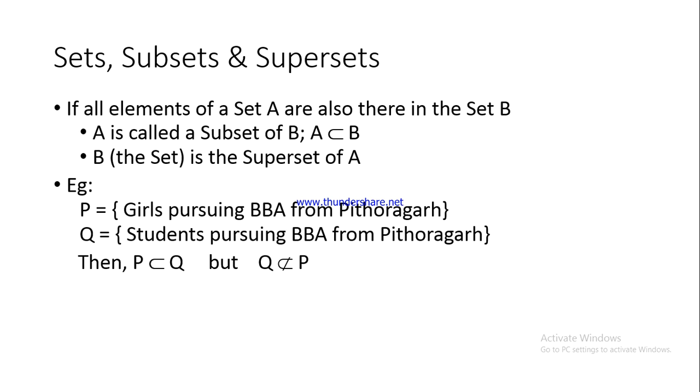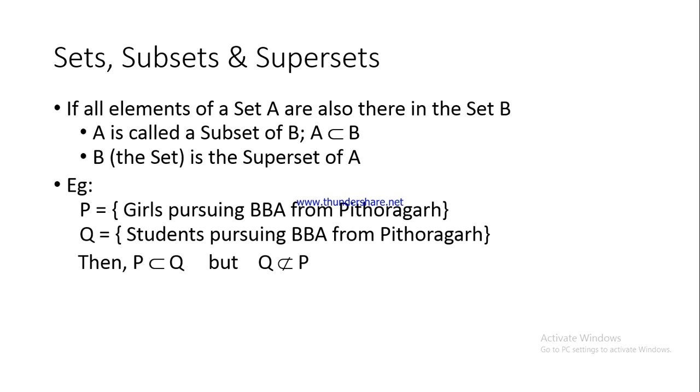But the reverse is not the case. The opposite is not always the case. There may be exceptions, but it may not always be the case. So here P is a subset of Q, but Q is not a subset of P because Q would also include boys who are pursuing BBA from Pythagoras, while P does not include boys, it only includes girls. So Q is not a subset of P.